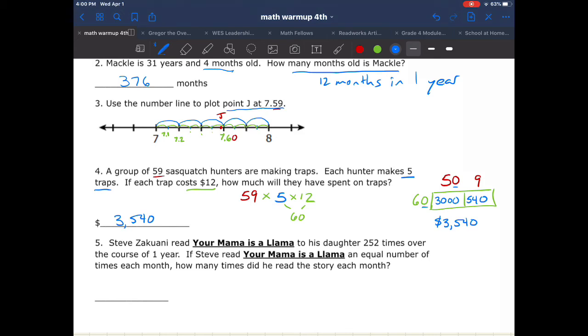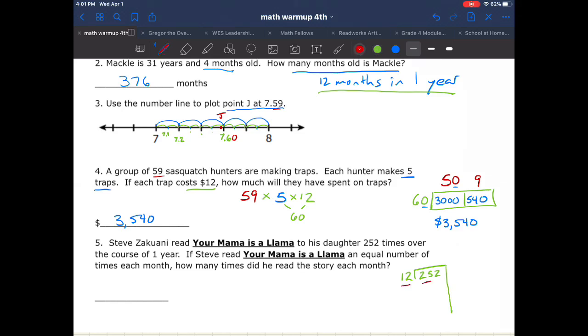Last one, Steve Zakuati read Your Mama is a Llama to his daughter 252 times over the course of 1 year. If Steve read Your Mama is a Llama an equal number of times each month, how many times did he read the story each month? This is where we need to recall that there are 12 months in a year. So 252 times over the course of the year, the same number for each month, and we want to know how many times each month. So we are looking at how many 12s are in 252.